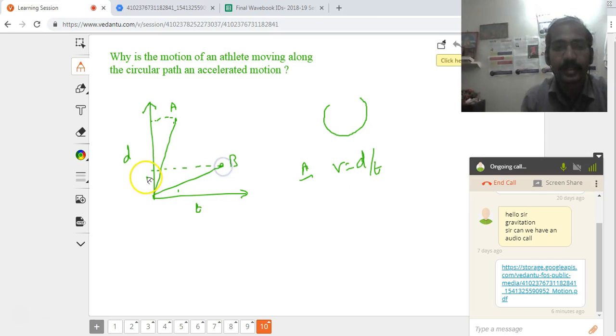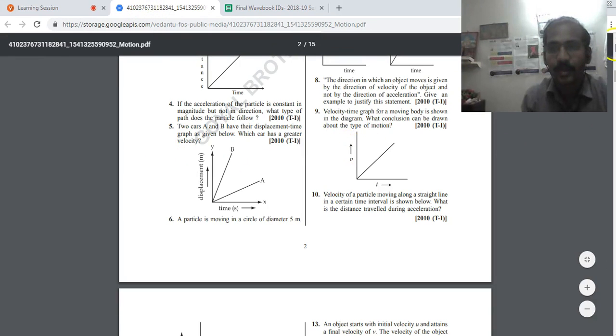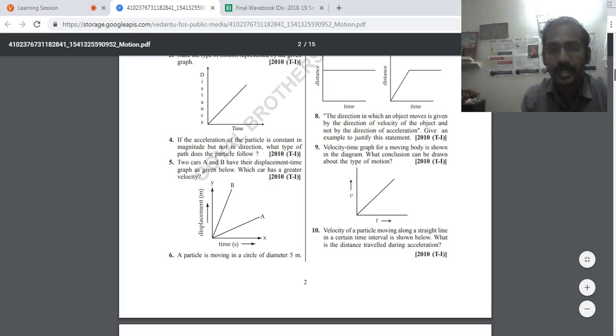Coming to B, displacement is less, time is more. If the numerator is less, what will happen? This will be reduced. Clear? So which car has greater velocity? Car A. So this is the way we need to find out. Okay. Hope you got it. How to answer the CBSE questions.